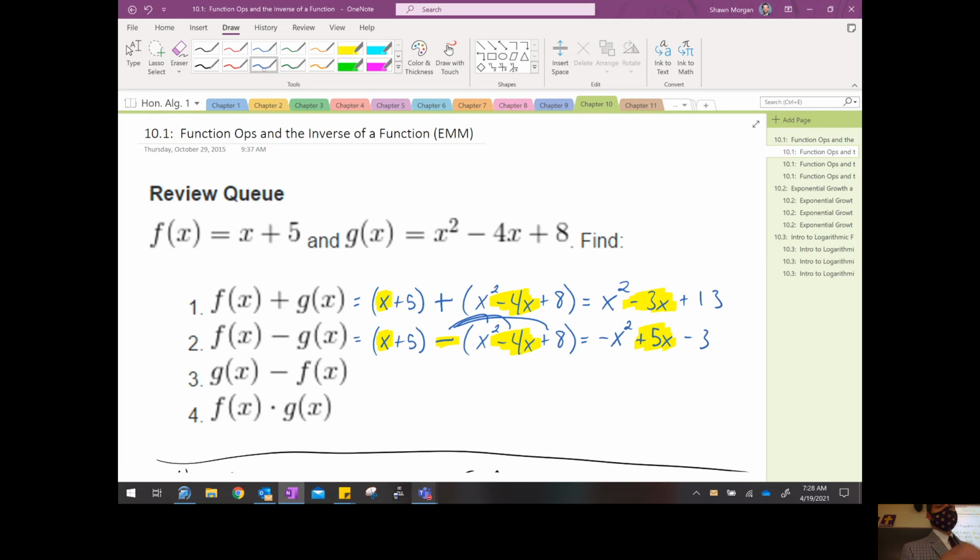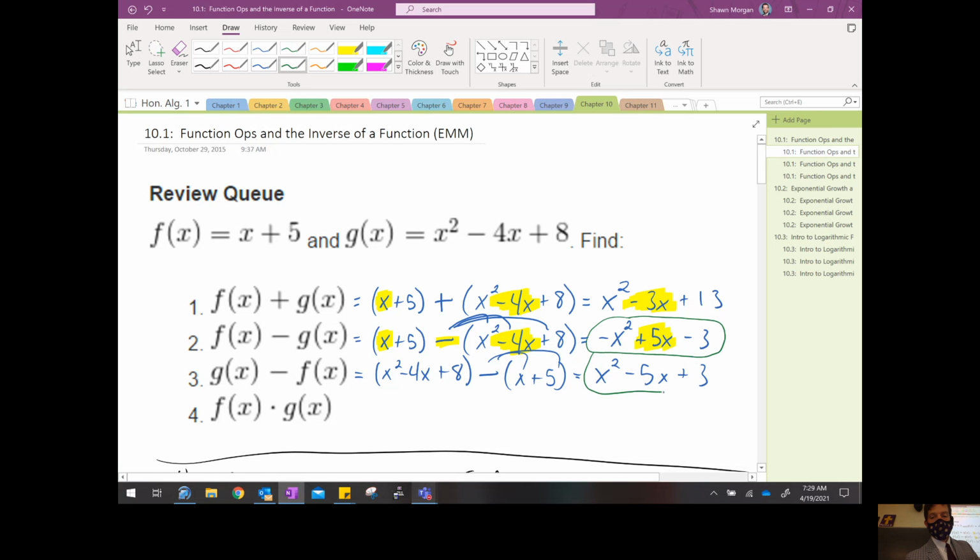Now, part 3 is the reverse of that, the opposite of that, because we're going to say, okay, x squared minus 4x plus 8. Now we're going to subtract x plus 5. So we're going to distribute that negative again, but this time into the other function. So what that gives me is a positive x squared. Negative 4x minus 1 more x is going to give me negative 5x. And then 8 minus 5 is positive 3. Lewis, what's the relationship between this answer and this answer? What do you notice about those two?